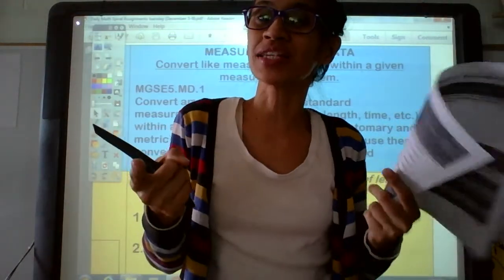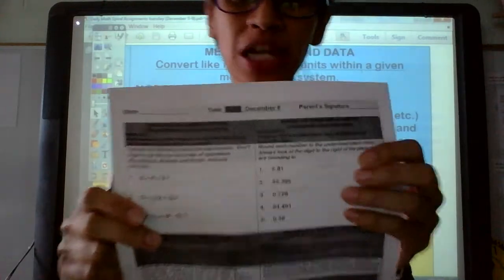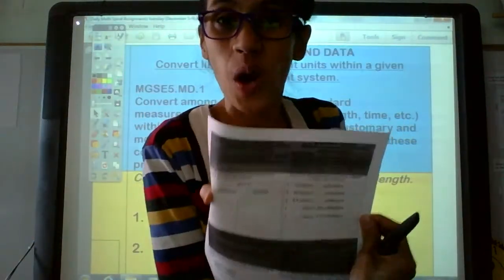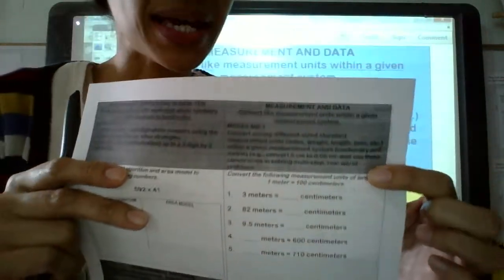We are working on today's math assignment. Make sure you have your sheet. Today is Tuesday, December the 6th. We are on the back side, on the top right there, measurement and data.